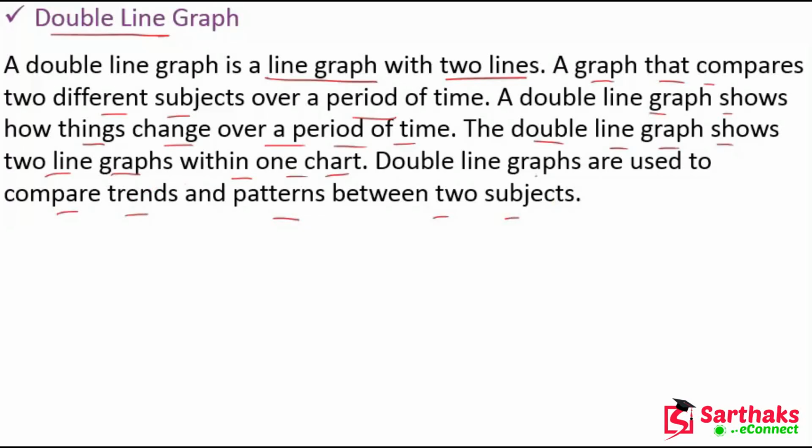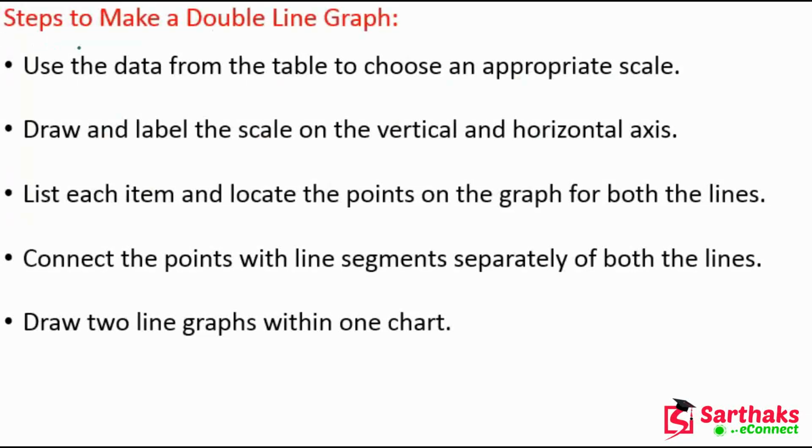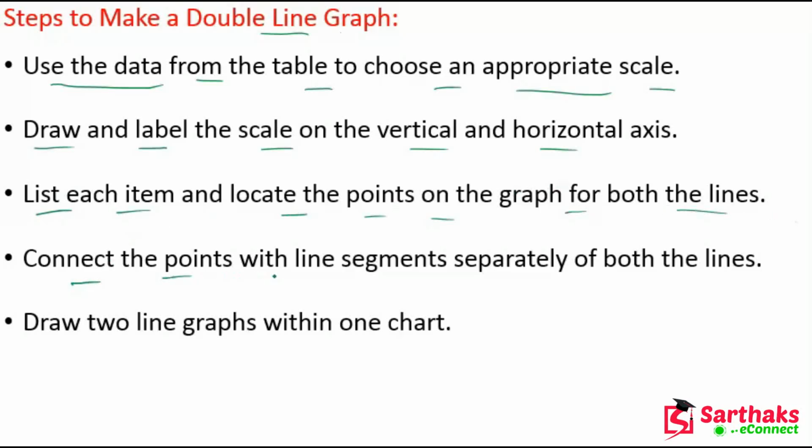Now here are the steps to make a double line graph. Similarly, we use the data from the table to choose an appropriate scale. Draw and label the scale on the vertical and horizontal axes. List each item and locate the points on the graph for both lines. Then connect the points with line segments separately for both lines.